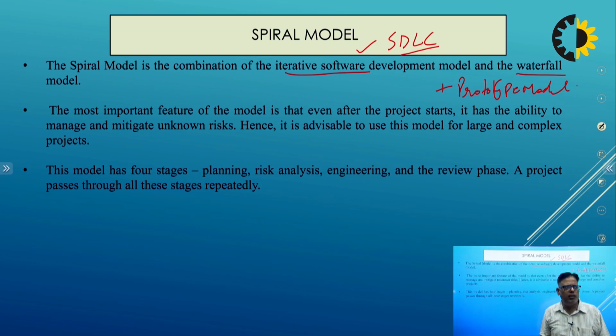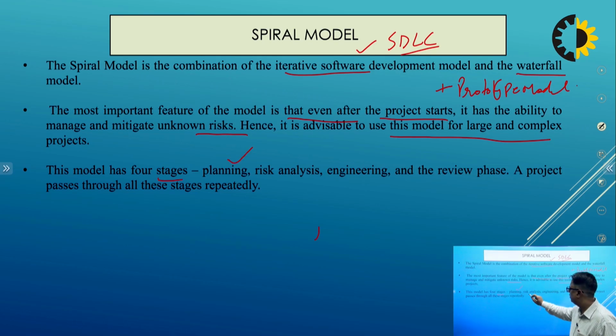The most important feature of this model is that even after the project starts, it has the ability to manage and mitigate unknown risk. Hence, it is advisable to use this model for large, complex and huge software development life cycles. This model basically has 4 stages. First is planning, second is risk analysis, third is the engineering phase, and last is the review phase.